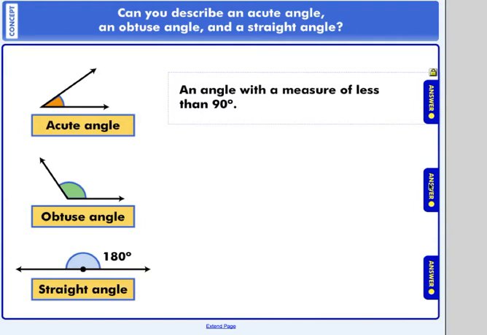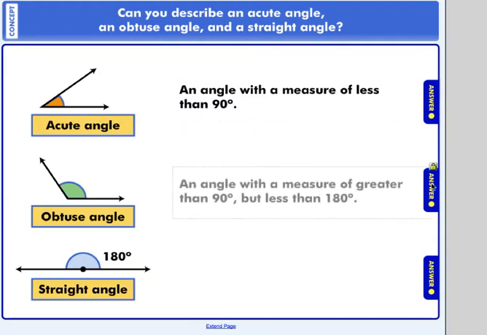Obtuse angles: an angle with a measure of greater than 90 degrees but less than 180 degrees. So an obtuse angle is going to be somewhere over here in this area. It's going to go beyond 90, more than 90, but not as far as 180, which, if we look at our next angle, straight angle, 180 is what our straight angle is.